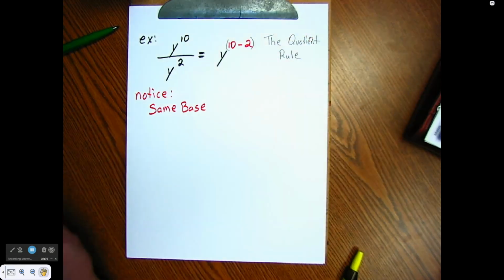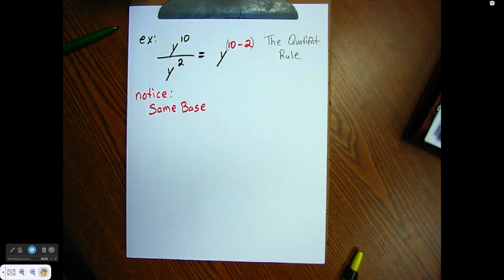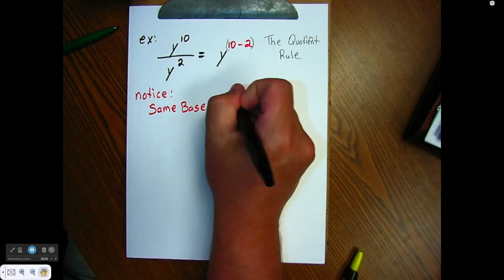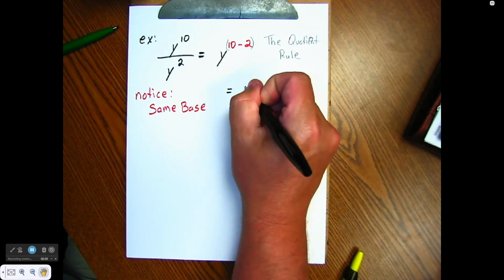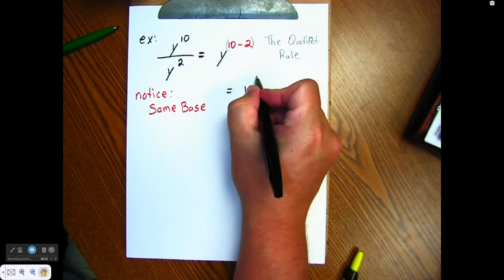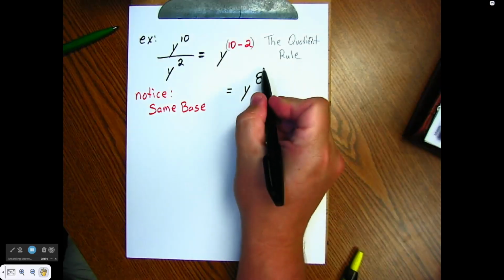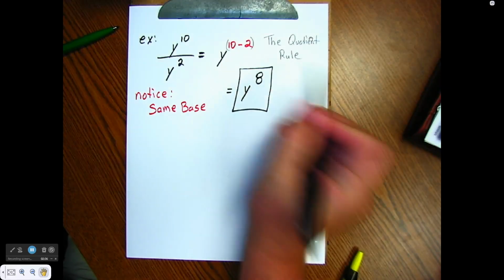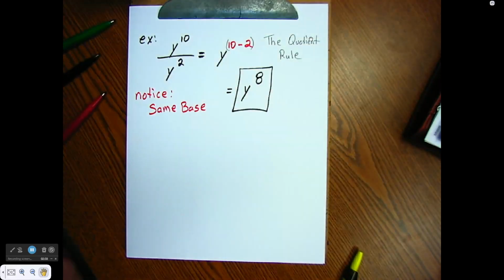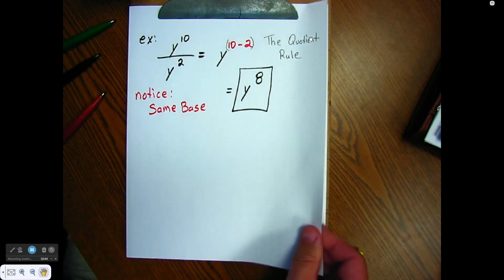And what allows me to do this, again, is called the quotient rule. And my final answer is y. Well, 10 minus 2 is 8. Y to the 8th power for this particular example. Let's look at another.